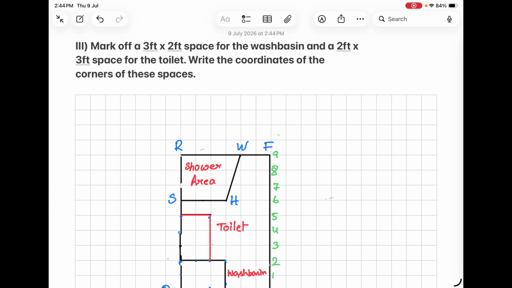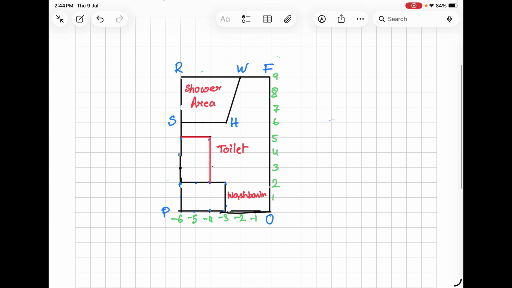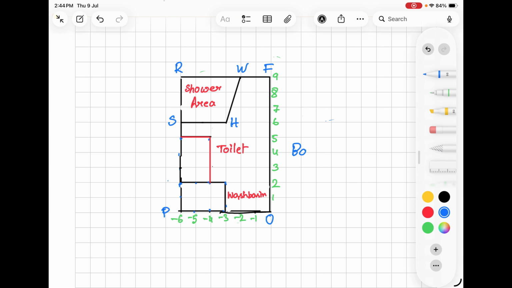The question number 3 is: mark off a 3 feet by 2 feet space for the wash basin and a 2 feet by 3 feet space for the toilet, and also write the coordinates of the corners of these spaces. So let's mark it. This is the bathroom. The corners of the bathroom are P, O, F and R. There is one wash basin and one toilet.